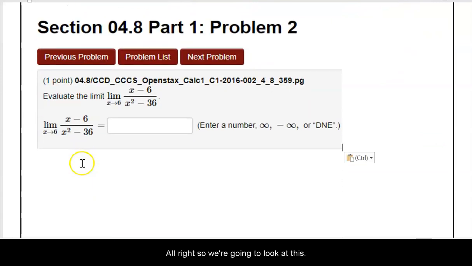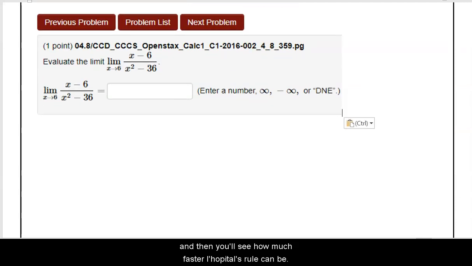All right, so we're going to look at this, and it says evaluate the limit of x minus 6 divided by x squared minus 36. So we're going to do it first using L'Hopital's rule, and then we'll do it the method that we learned in chapter 2, and then you'll see how much faster L'Hopital's rule can be.